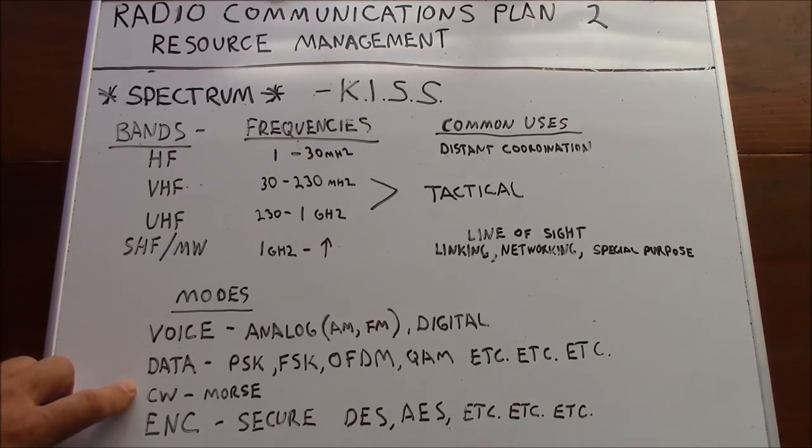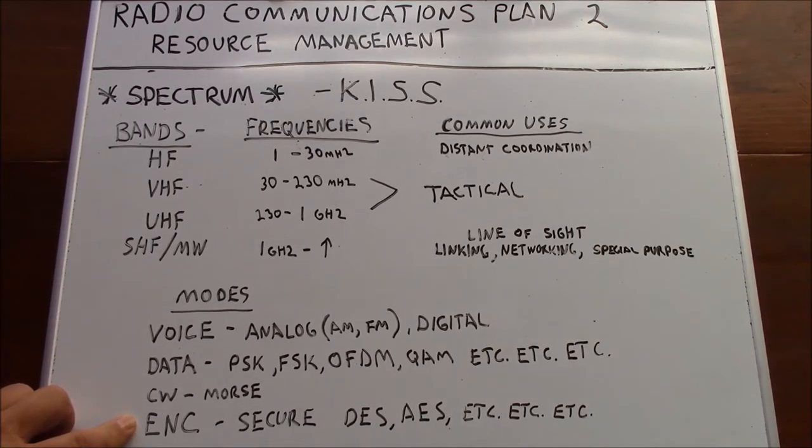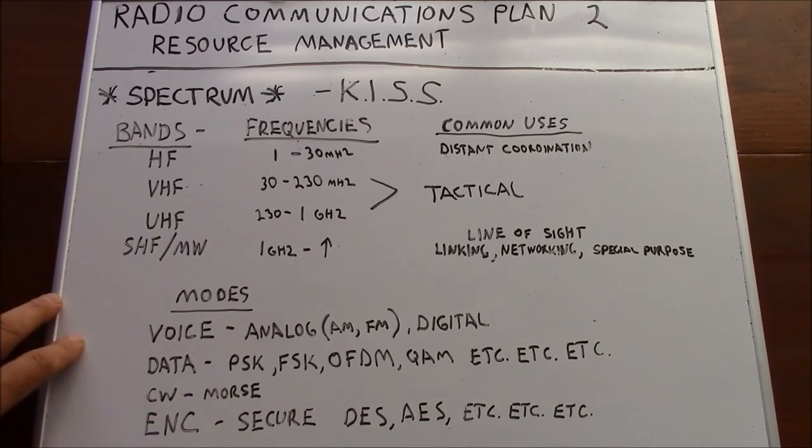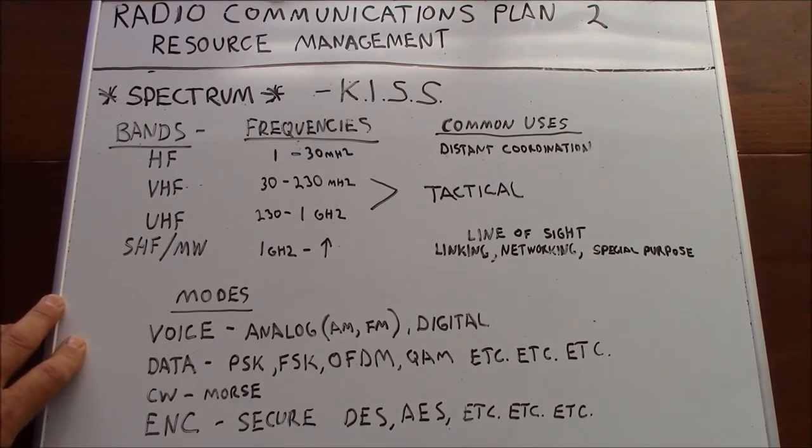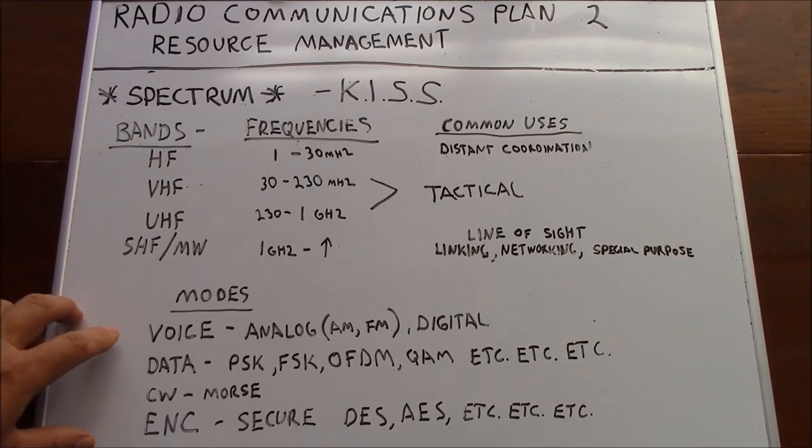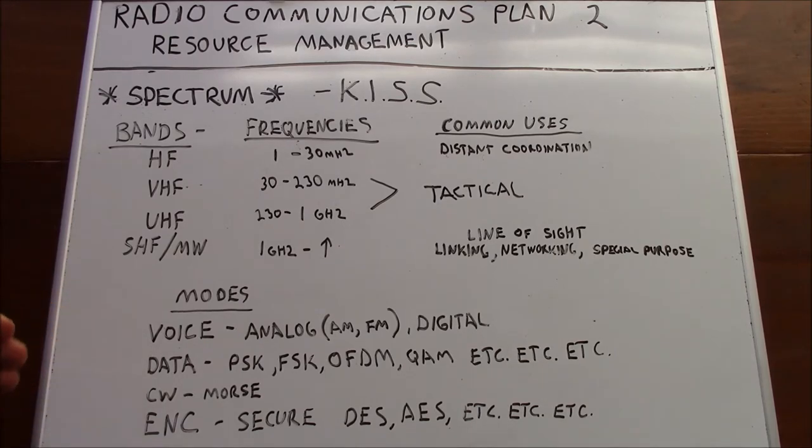Morse code is another common mode. And I consider encryption, or crypto, to be a mode in and of itself. There are various flavors and algorithms of encryption. Like digital modulation or data protocols, they require you to select a protocol that's interoperable, which means both users can utilize the exact same keys and exact same algorithm to facilitate communication.